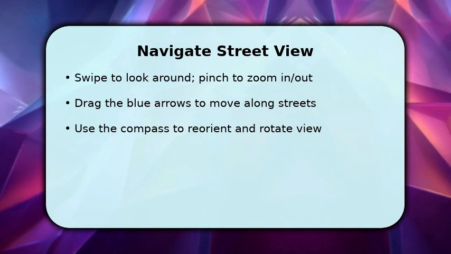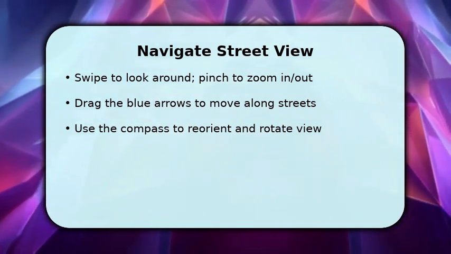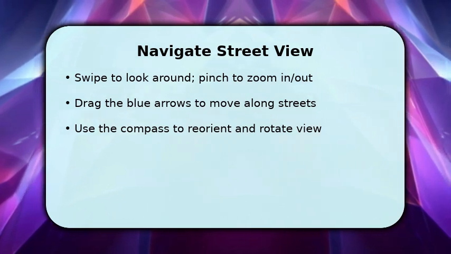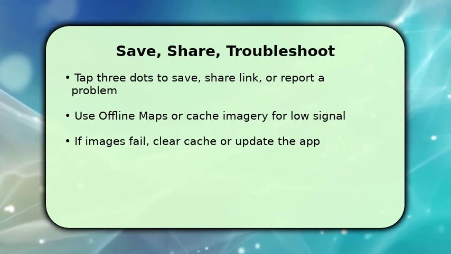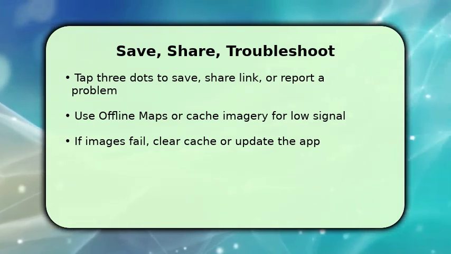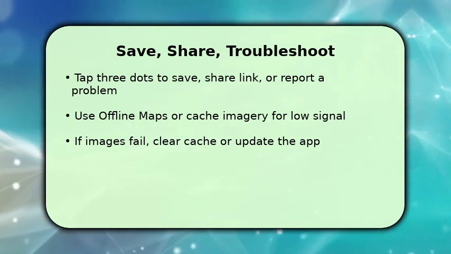To jump to another nearby spot, tap any visible street or building in the mini preview. Finish by saving or sharing a Street View link. Tap the three-dot menu for share or save. If you need the view offline, download the area via offline map so imagery caches. This helps when cellular signal drops.